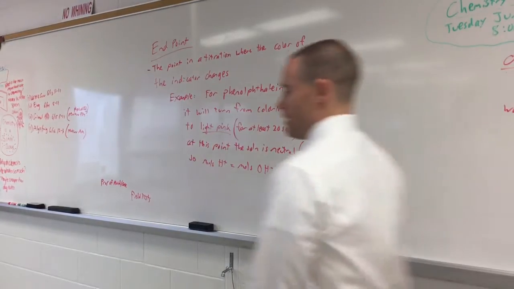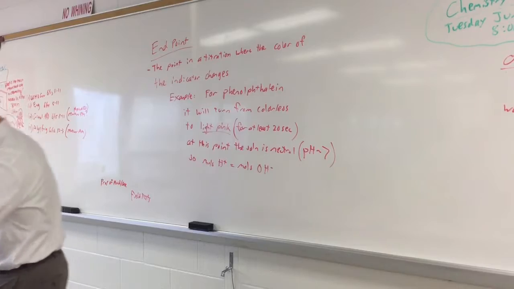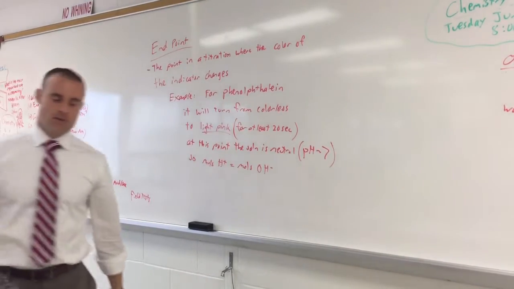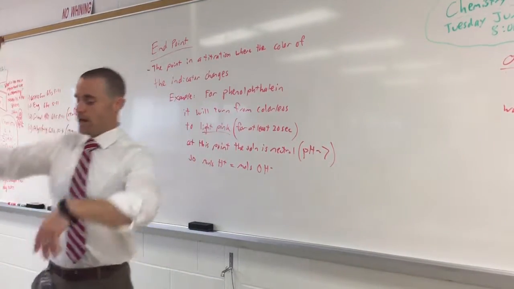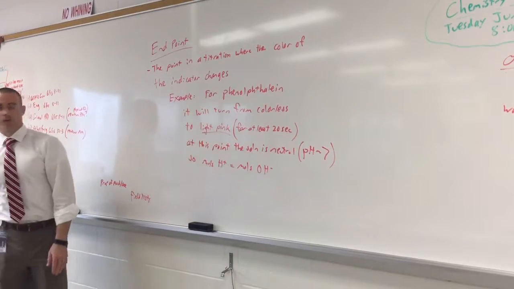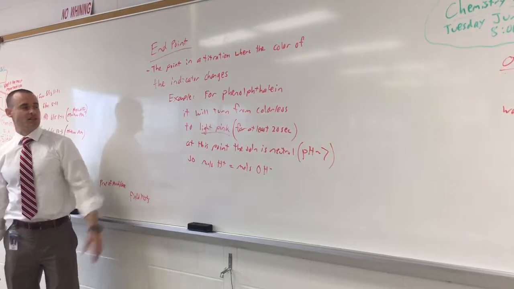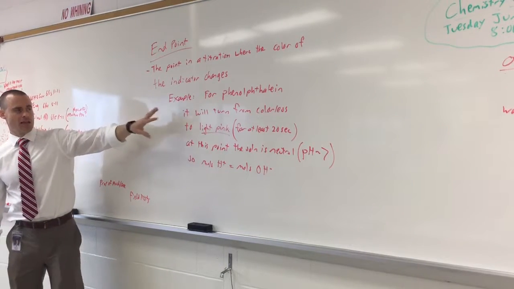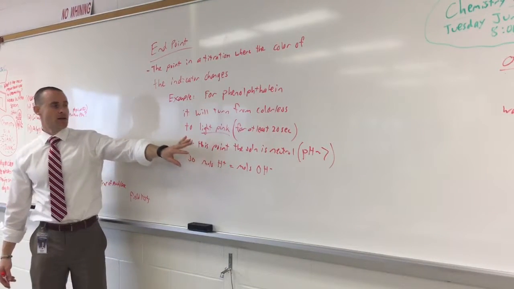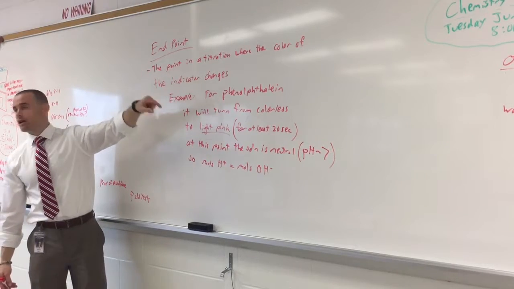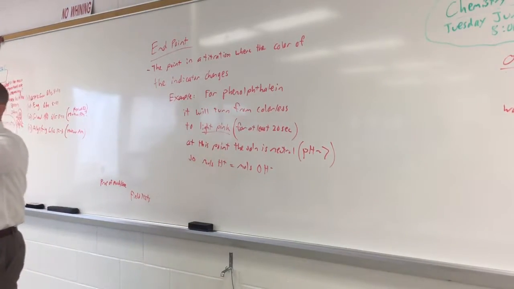All right, so the endpoint is the point where the titration is all over. So you're adding your base to your acid, it turns light pink for a little bit, goes away, it's pretty close to 7. All right, but that's just for phenolphthalein. That's the one that we use all the time, okay?